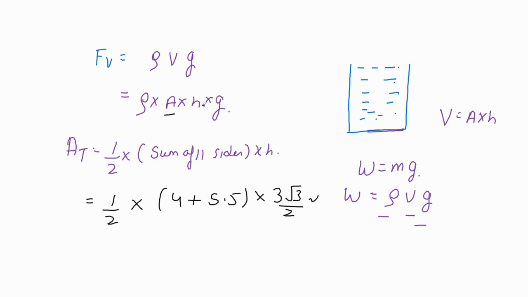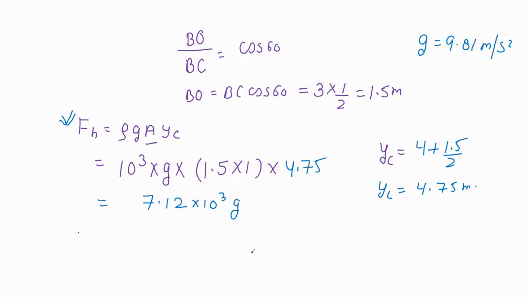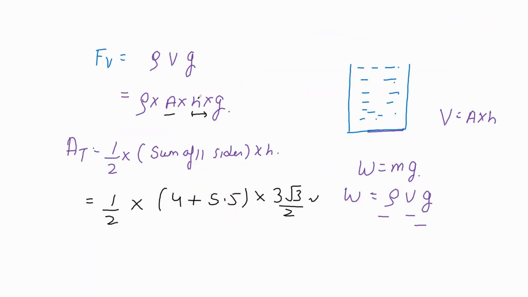Now what is the depth? What is the depth of this plane? The depth of this plane is 1 meter. In this case the depth we take as a height. So you can write it here as area into depth. The depth is 1 meter, so we can put all these values.